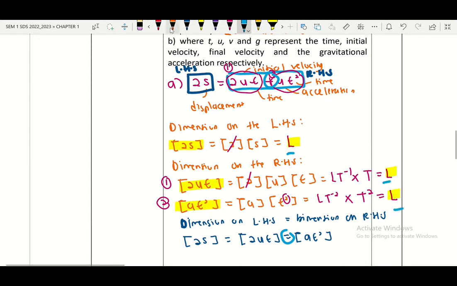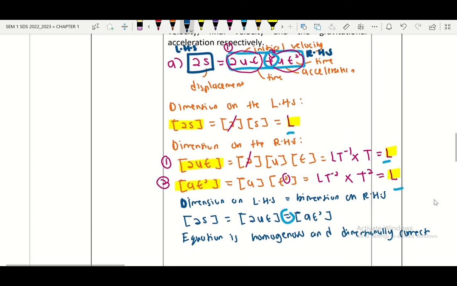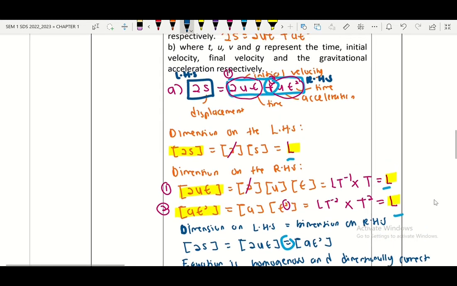So therefore you guys boleh buat satu conclusion dan cakap equation is homogeneous and dimensionally correct. Okay, boleh. Sebab apa dia correct? Sebab the equation is correct lah. So, bila equation is correct, sebab dia punya dimension of left hand side dengan right hand side dia adalah sama. So, equation ni homogeneous dan dimensionally correct. So, that's all untuk A.